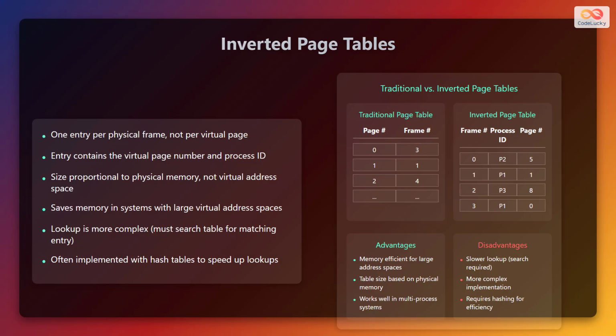Inverted page tables offer an alternative approach to traditional page tables. Instead of having one entry per virtual page, an inverted page table has one entry per physical frame. Each entry contains the virtual page number and the process ID associated with that frame. This means that the size of the inverted page table is proportional to the physical memory, rather than the virtual address space. This can save memory in systems with large virtual address spaces. However, looking up a page in an inverted page table is more complex because the table has to be searched for a matching entry. To speed up lookups, inverted page tables are often implemented with hash tables.